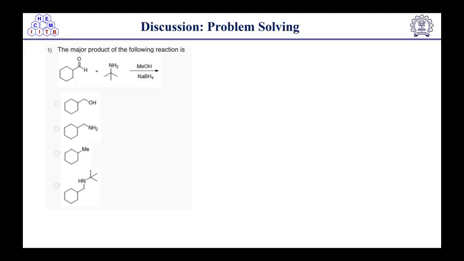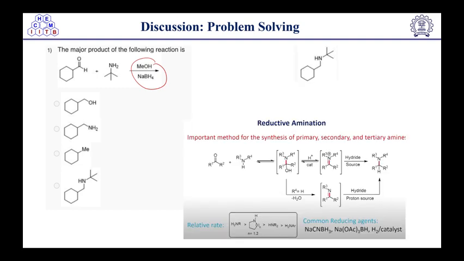Okay, next, now we'll start the question answer session. We'll discuss the questions. So in this case, you have to find the major product of the following reaction. We have discussed this many times. What is the reagent condition? It is methanol and sodium borohydride, right? We'll discuss the mechanism here.